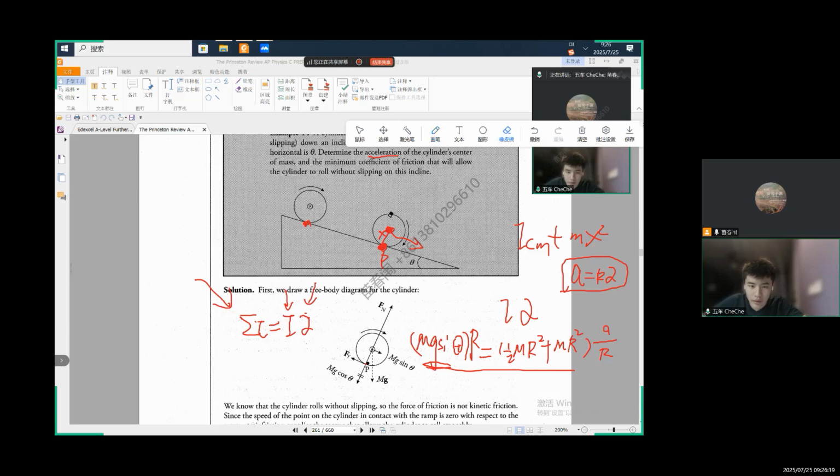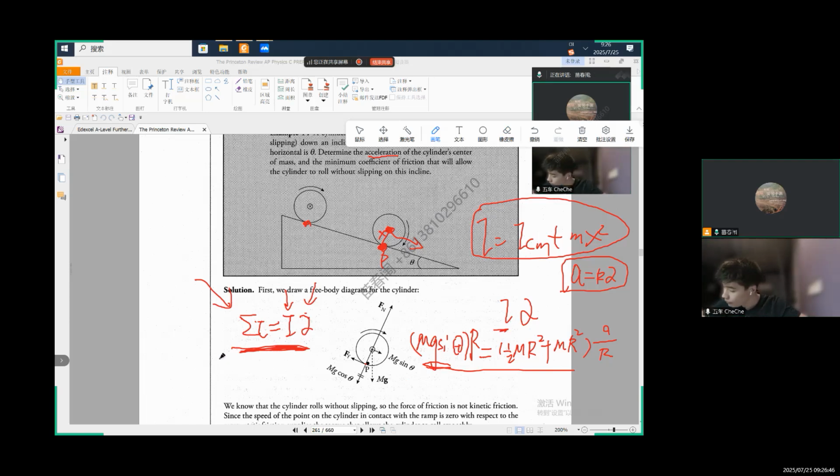Which part lost you? Oh, the original. This one is okay, right? Because we used a little time to find the theorem that I have to use to get R. And then we use this one, basically sigma torque, which is causing my angular acceleration.